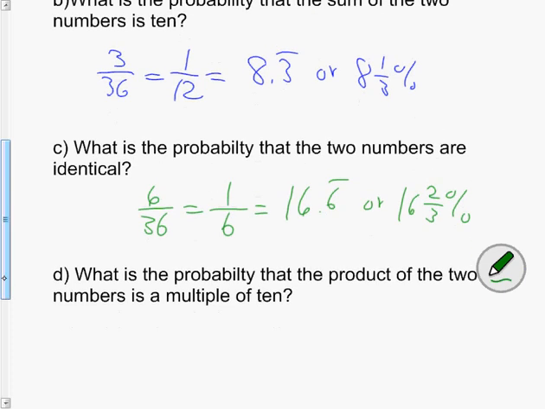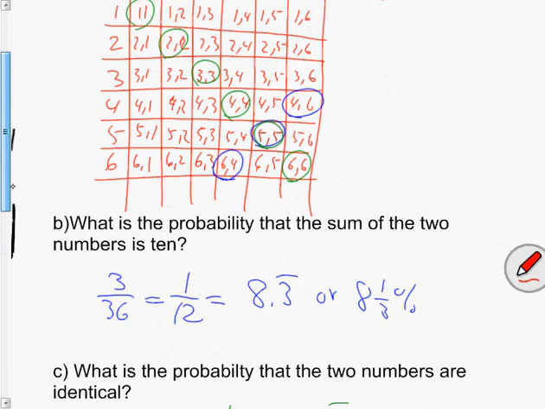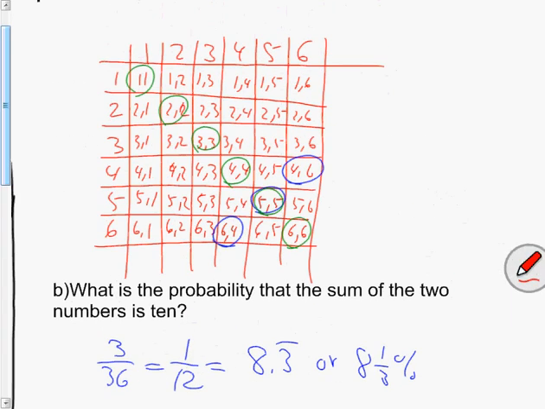And finally, what's the probability that the product of the two numbers is a multiple of 10? So remember, multiples of 10 would be your numbers 10, 20, 30, 40, 50, and 60, and so on and so forth. So we're looking for numbers that have a product that is one of those numbers. So I'll take my black marker this time, and I'm going to look for products of 10. So 2 and 5 is 10. That's a product of 10.